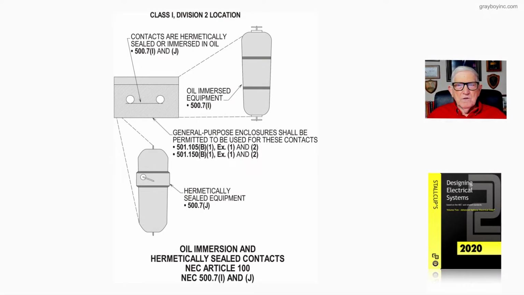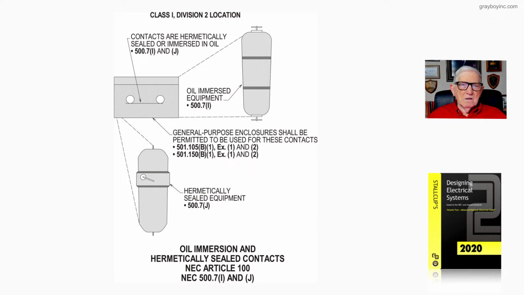Now let's look at this figure 21-20, and it deals with all immersion type equipment and hermetically sealed type equipment. Article 100 defines such equipment. That's part 3 now, Article 100. And then 500.7 I and J would list this equipment that you could use in these Class 1 Division 2 locations.